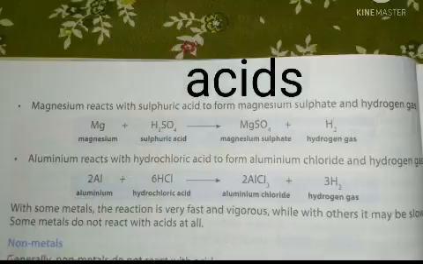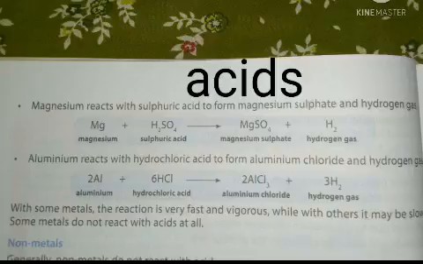Another equation is magnesium reacts with sulfuric acid to form magnesium sulfate and hydrogen gas. For example, Mg, that is magnesium, plus H2SO4, that is sulfuric acid, arrow MgSO4, that is magnesium sulfate, plus H2, that is hydrogen gas. Aluminium reacts with hydrochloric acid to form aluminium chloride and hydrogen gas. The formula is 2Al, that is aluminium, plus 6HCl, that is hydrochloric acid, arrow 2AlCl3, that is aluminium chloride, plus 3H2, that is hydrogen gas.